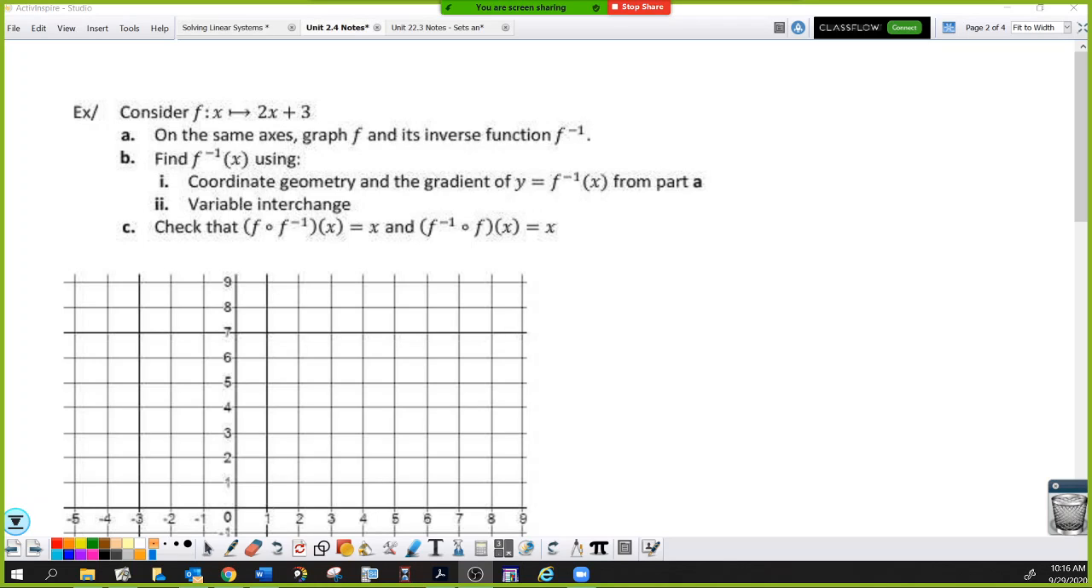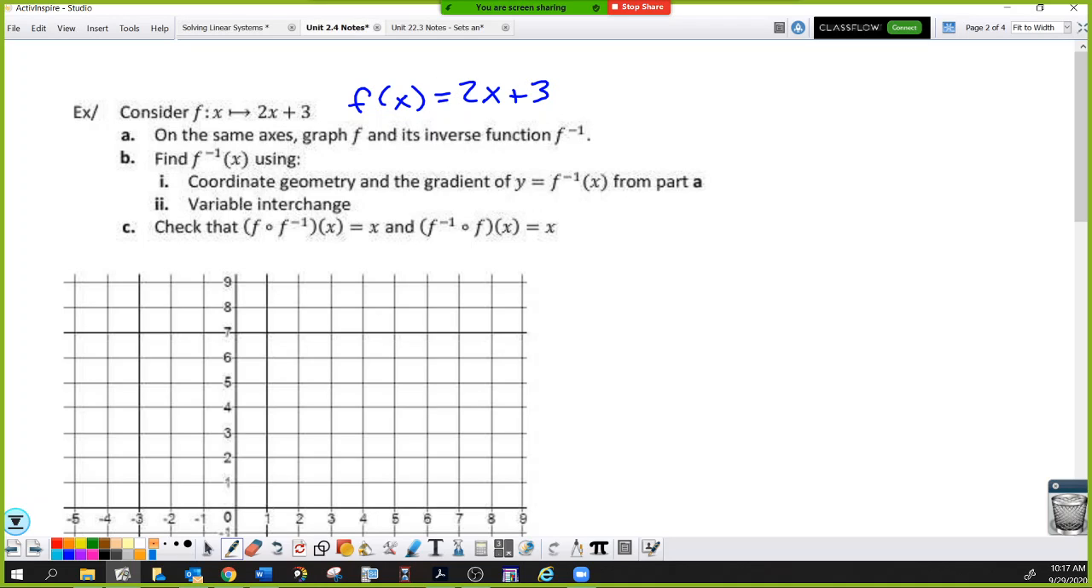So this would be the conclusion of the 2.4 notes, so this would be 2.4b. We learned enough yesterday to pull off all the homework, but just in case, here's the end of it. I've given you a function, f of x equals 2x plus 3. It's just a fancy way of saying that.